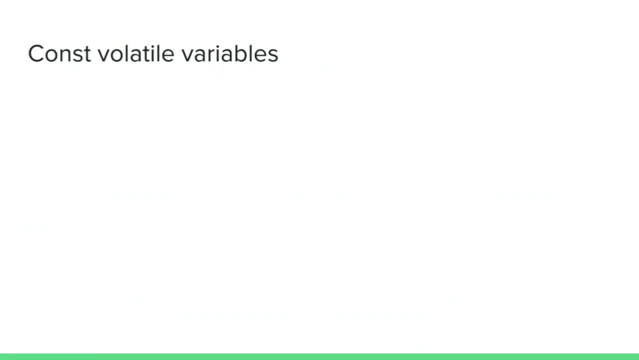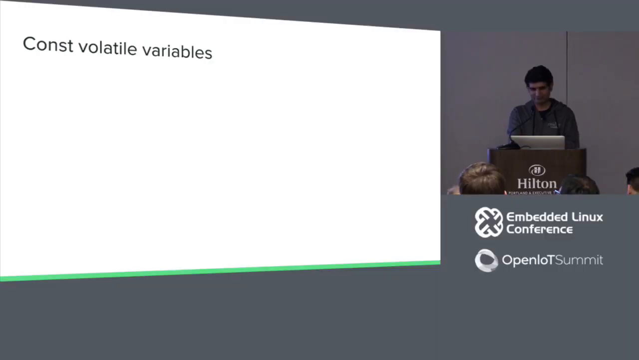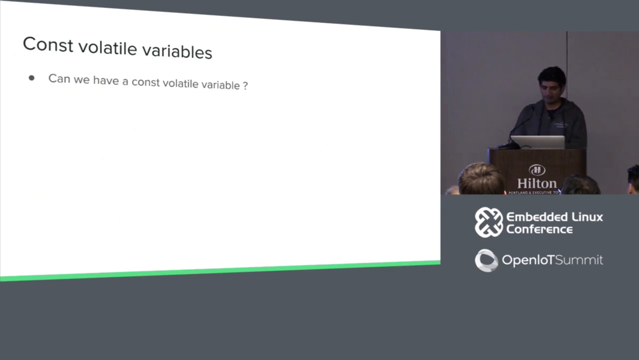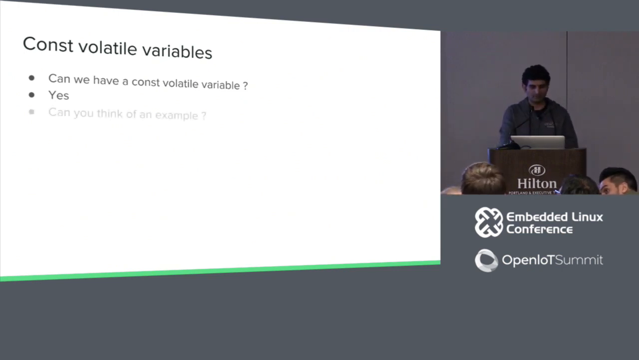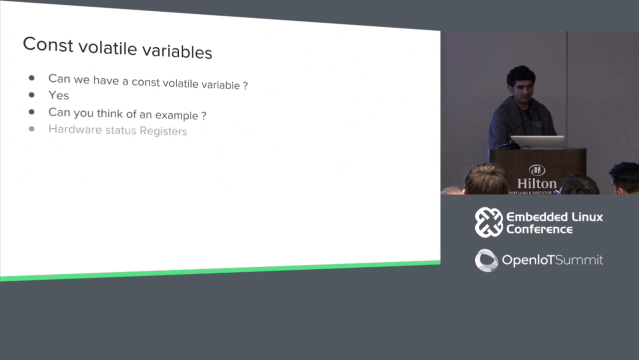So const and volatile variables. Do you think we can have constant volatile variables? Anybody? Yes, no? Okay. So can we have a const volatile variable? Yes. So any examples someone can think of? Yeah, the read side of the UART. There you go, very good. So the example is a hardware status register, for example.